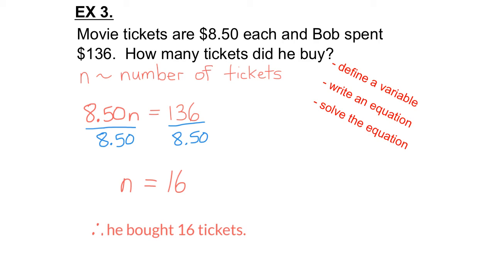And again, you probably figured out that you would have to do 136 divided by 8.5 in order to find the number of tickets. You don't have to use algebra, but I just wanted to show you that you can solve this with algebra and it works. So if you get in the habit of using algebra to solve problems like this, you'll be better at it when the questions are more complex and you have to use algebra to solve them.